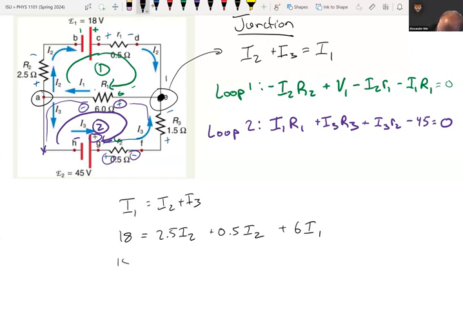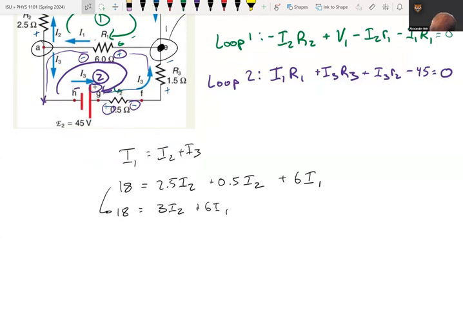Okay. Now we can actually do some combinations here. And the thing is ultimately, because both of these are multiplied by I2, we can combine them. So that's just 3 I2 plus 6 I1.